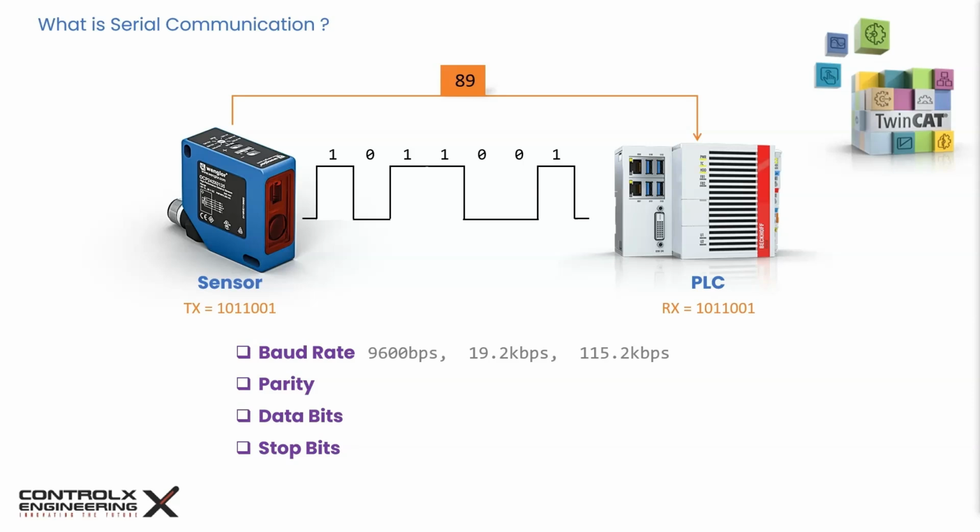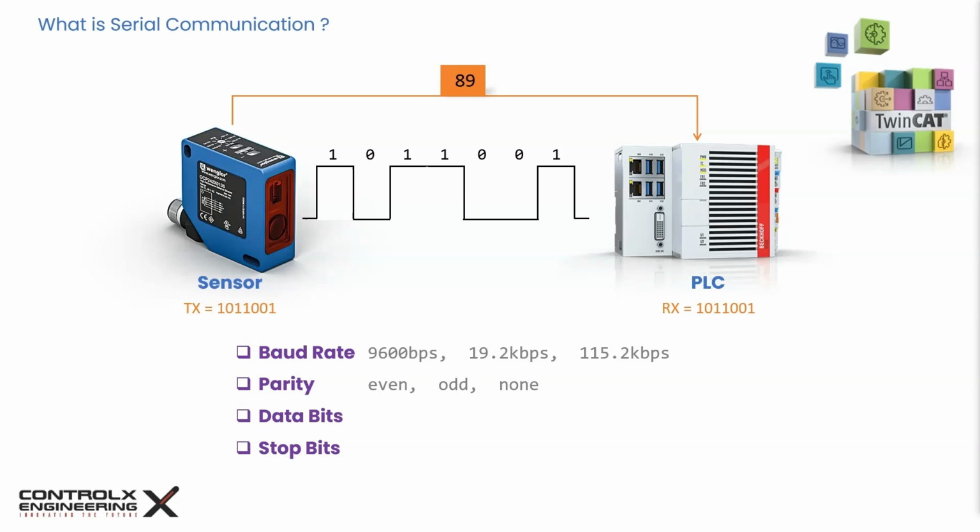Parity is an error checking mechanism used to ensure the data integrity during transmission. It is primarily used to detect single bit errors during transmission. If the parity of the received data does not match the expected parity, it indicates that an error has occurred during transmission. However, parity cannot detect multi-bit errors, nor does it provide any sort of error correction. Common settings are even, odd, or none.